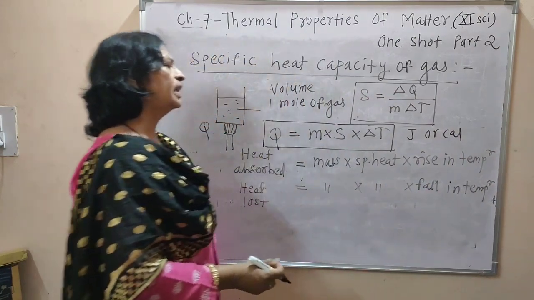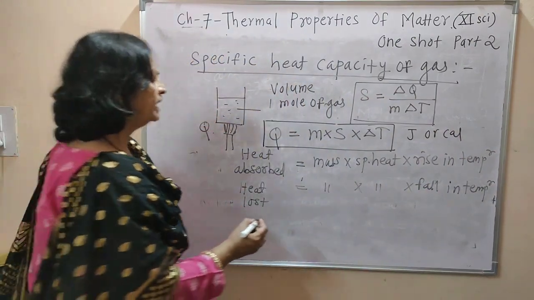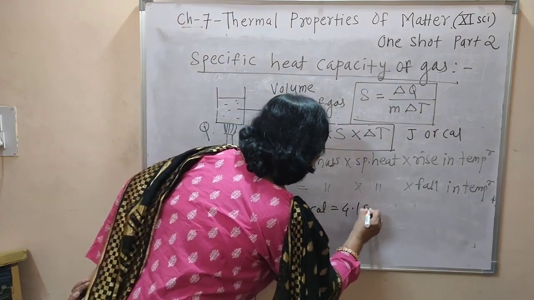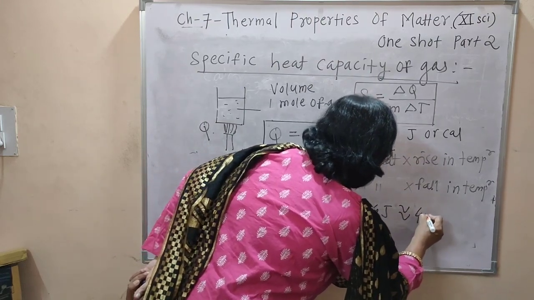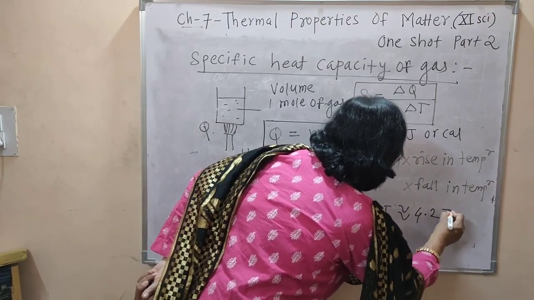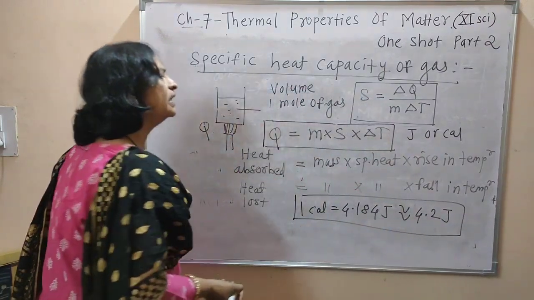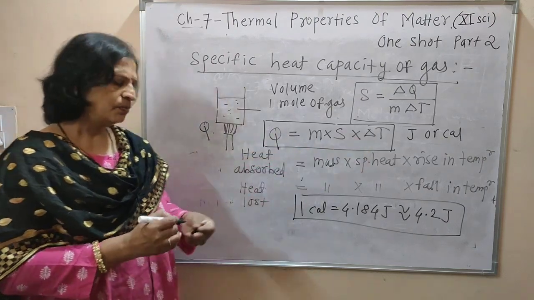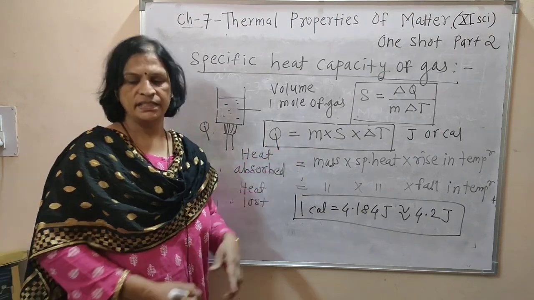And we know the relation between joule and calorie, okay? 1 calorie is equal to 4.184 joule, and approximately we can consider it 4.2 joule, and this is the relation between calorie and joule, and this is the heat equation. Now we have to study the concept, that is heat capacity.